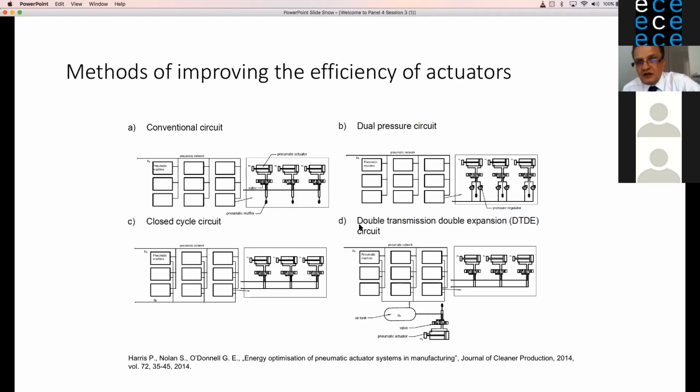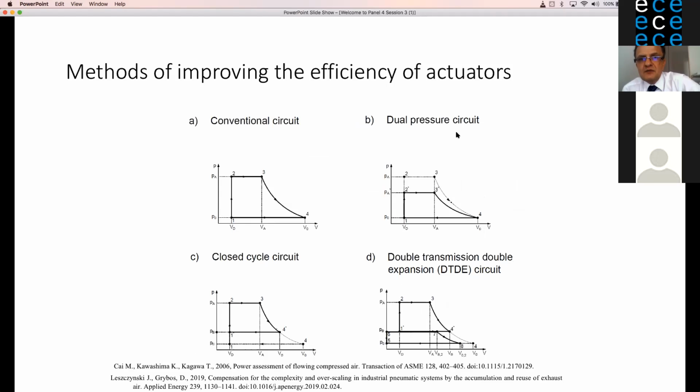So we call this double transmission and double expansion. And we explain it maybe a bit more in these PV diagrams. So this is responsible for different kinds of process realization. If we focus on our solution, if we introduce this back pressure here, we divide this field into two fields.